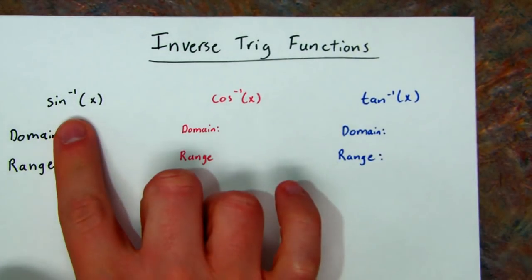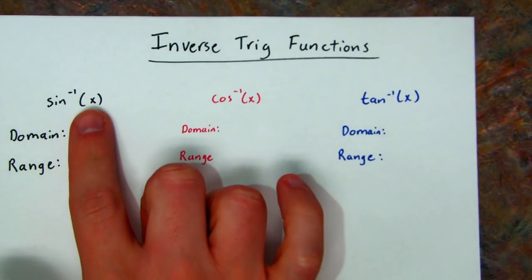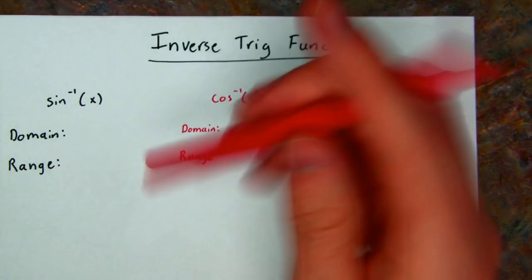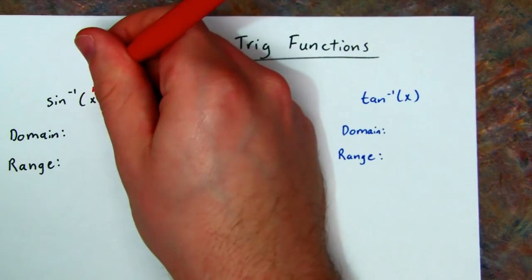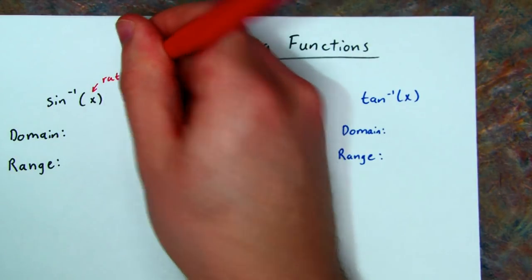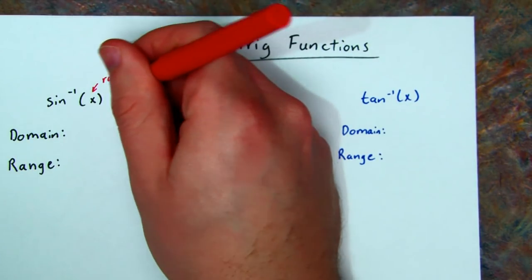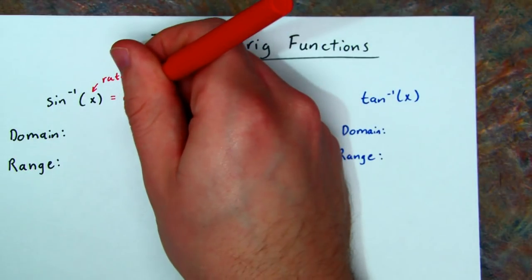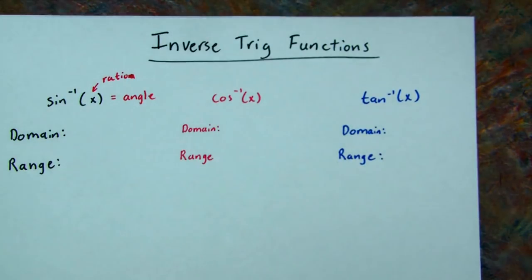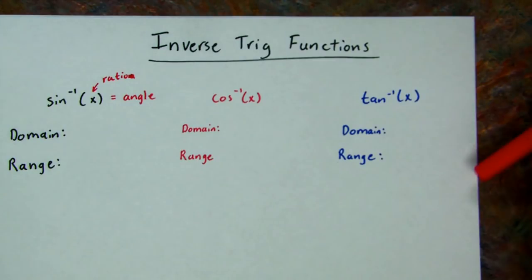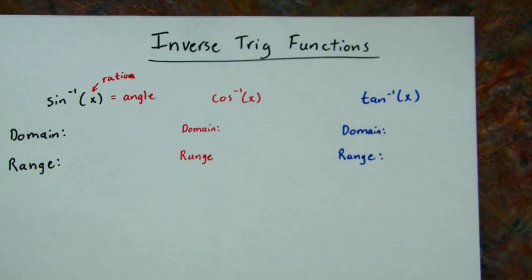Now the whole goal of the inverse functions is to input a ratio and to output an angle. That's the ultimate goal, and we use this to solve problems where we know the sides of a triangle and we want to find the angle that is inside of it.